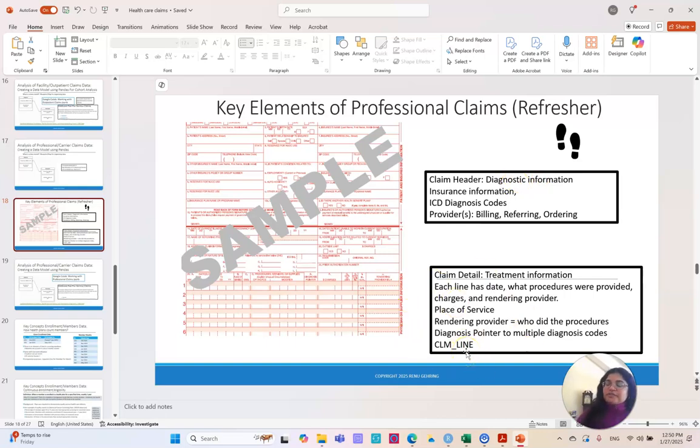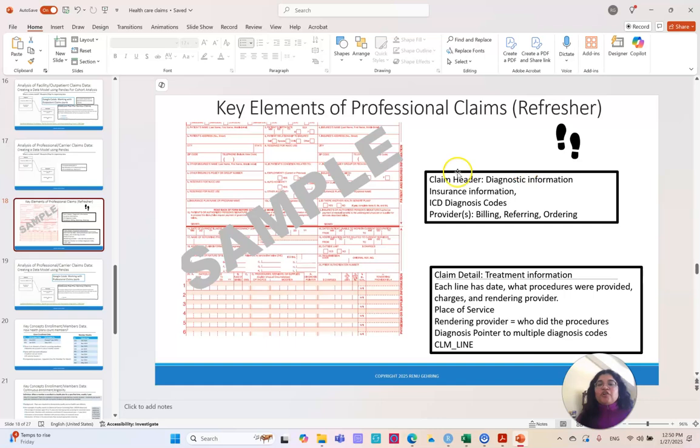One thing to note about professional claims is that these are people. They have feet, so I've put an icon of feet, and they go from place to place. So an important concept in professional claims is place of service. It could be the office, telehealth, ER, urgent care, a skilled nursing facility, the hospital, etc. That's going to be a very important concept, place of service.